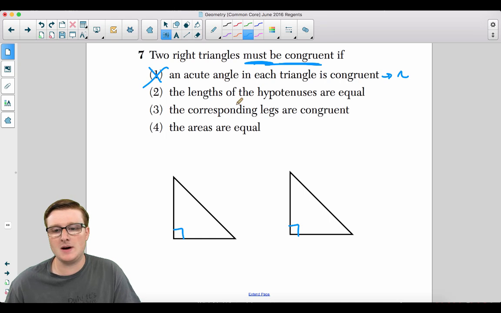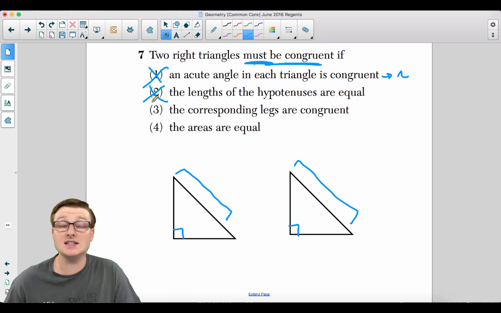The lengths of the hypotenuses are equal. That, ladies and gentlemen, was the trick answer to this question. That is not congruent. It could be congruent, but not necessarily. It says must be congruent. You could have different lengths of legs and still yield the same hypotenuse. Choice 3, the corresponding legs are congruent. That's your answer.